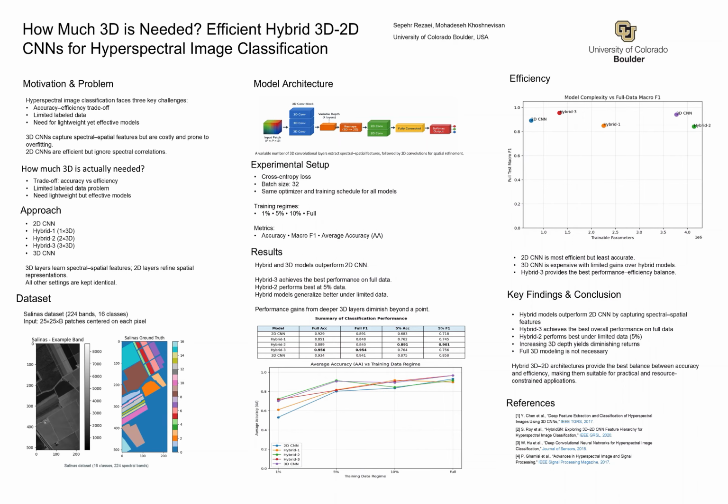So the main takeaways are: a small number of 3D layers is sufficient. Hybrid models outperform 2D CNN by capturing spectral spatial features. Increasing 3D depth leads to diminishing returns. And most importantly, full 3D modeling is not necessary. Hybrid 3D-2D architectures provide the best balance between accuracy and efficiency, making them more practical for real-world applications.